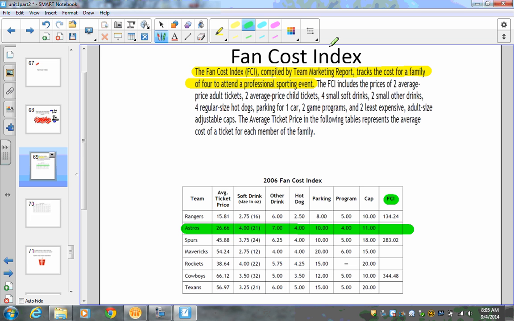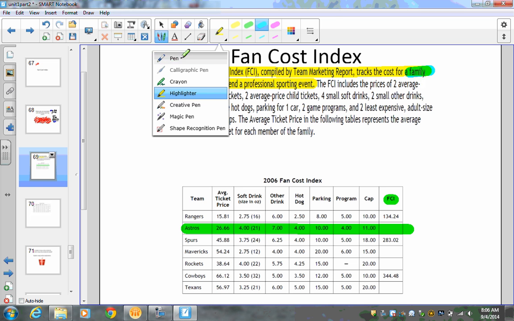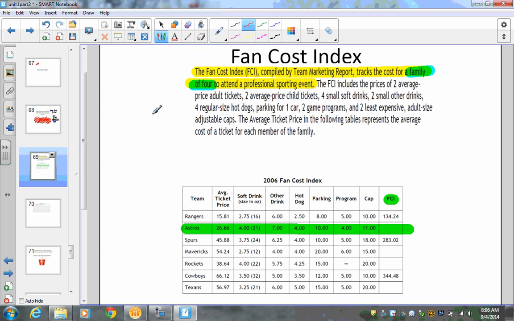Now, in this paragraph here, if you kept reading, it tells you everything you need to know to figure it out. First off, it is going to be working off of a family of four. Now, you might be asking, well, not all families have four people. Remember, this is an average. So here's how you figure it out. You're going to take all your information in this chart and multiply it by how many things are being purchased by the family.